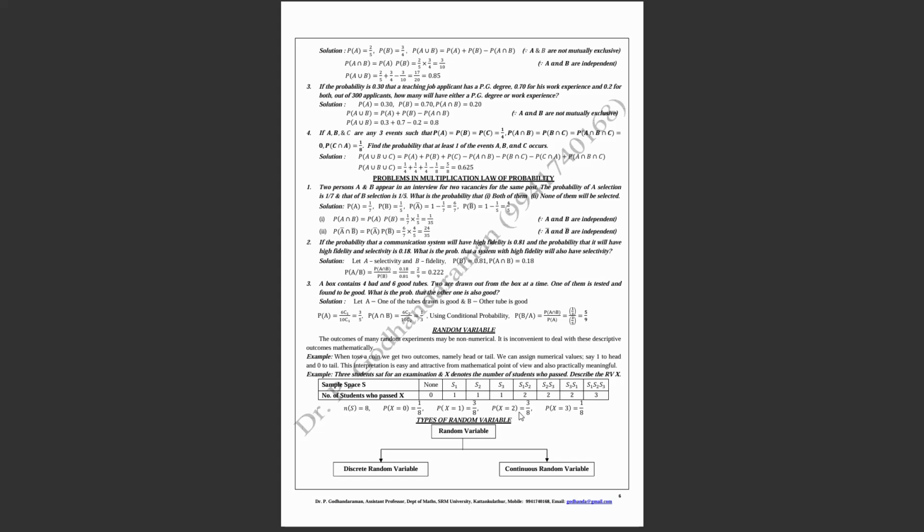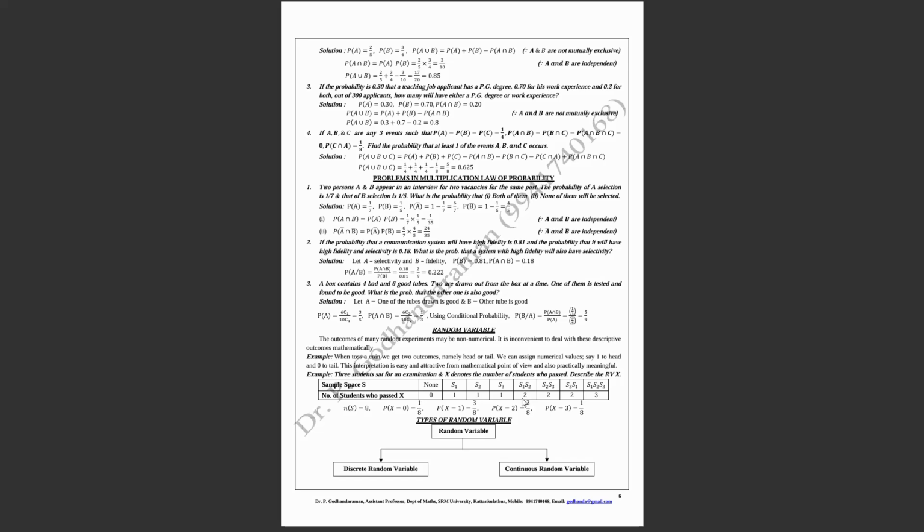For X is equal to 2, how many possibilities are there? 1, 2, 3. So there are three possibilities for X is equal to 2. So 3 divided by N of S. N of A is equal to 3, N of S is equal to 8. So 3 by 8. If X is equal to 3, N of A is equal to 1, because there is only one possibility, divided by the total number of possibilities, 8. So 1 by 8. So this is the basics of the random variable.